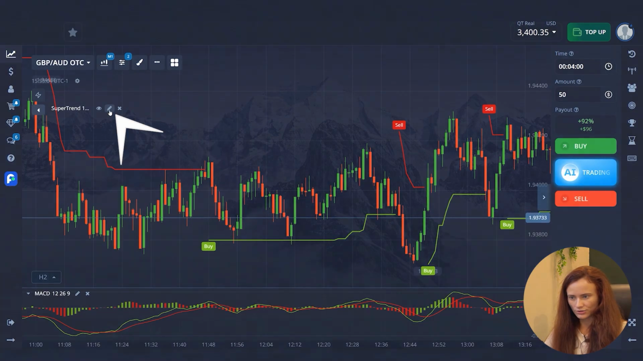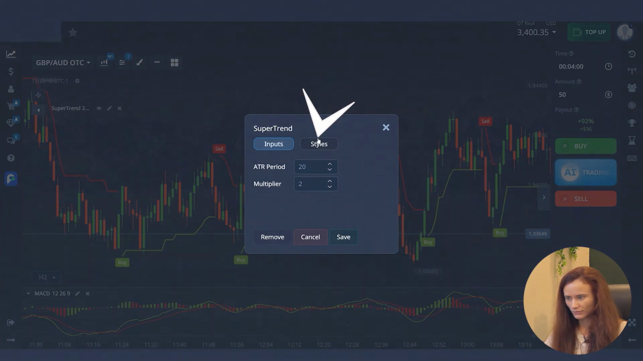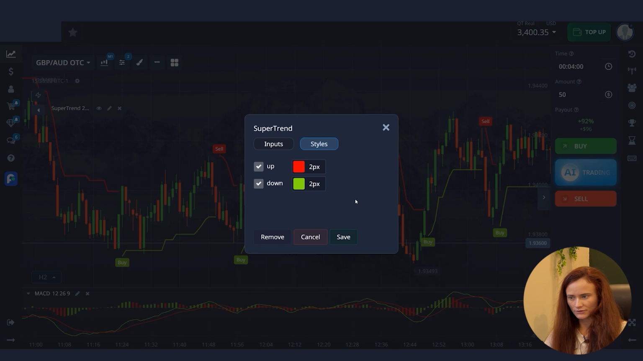And now let's adjust the settings of the indicators. The Super Trend ATR period I will increase to 20. The multiplier I will make 2. In the style settings, I will leave the colors of the indicator lines as standard, red and green.